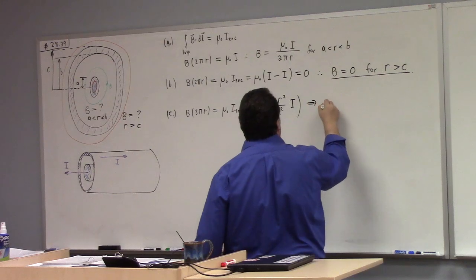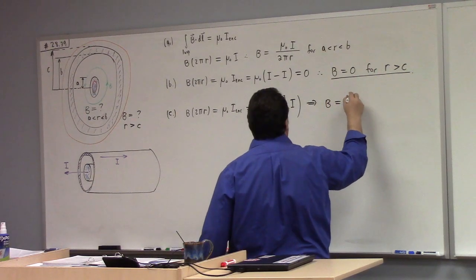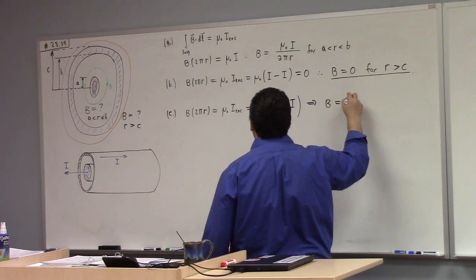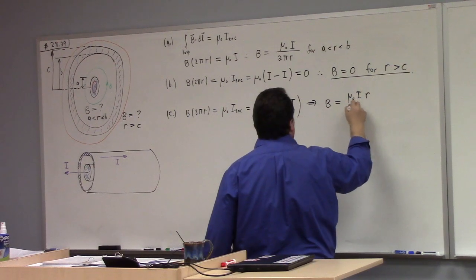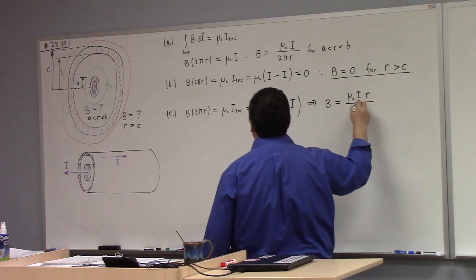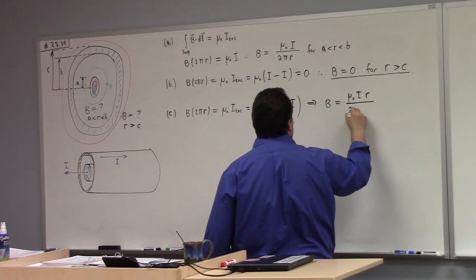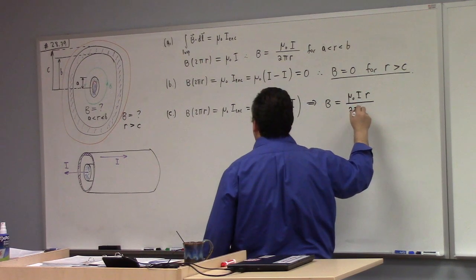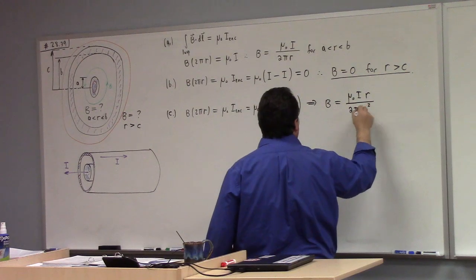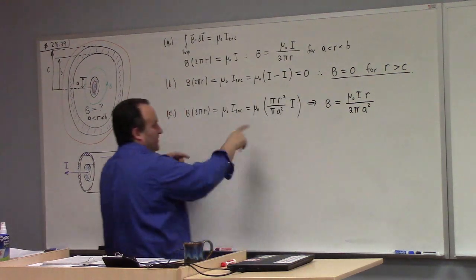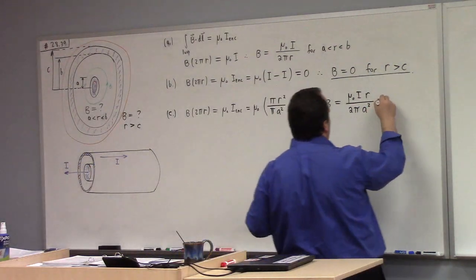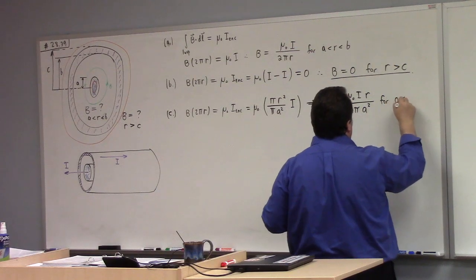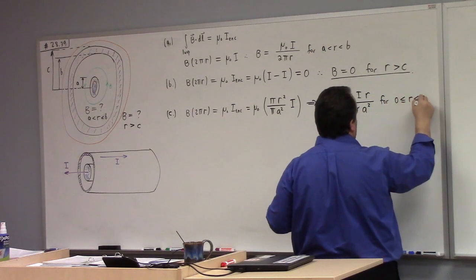which then tells us that the magnetic field, the pi's cancel, and we get mu naught I r divided by 2 pi a squared, I think. So I'm just solving for B. And that's for 0 less than or equal to r less than or equal to a.